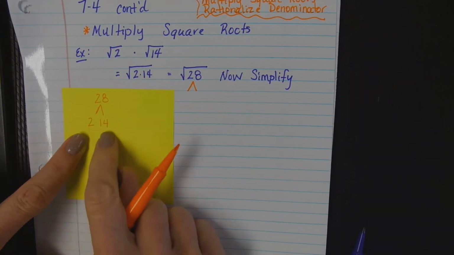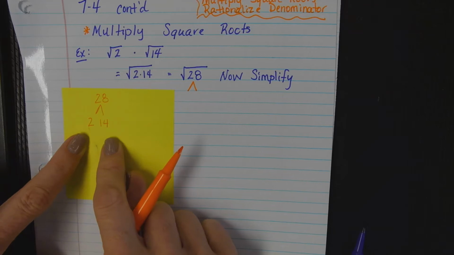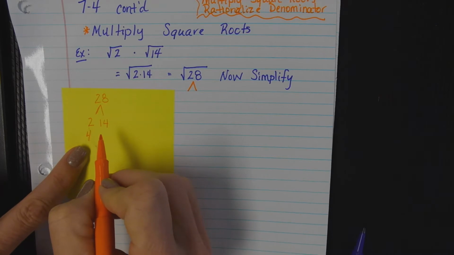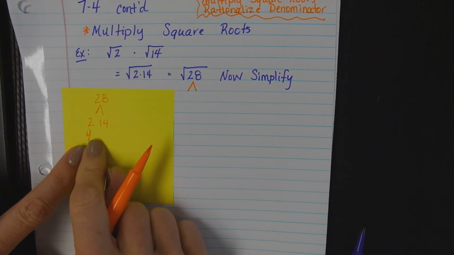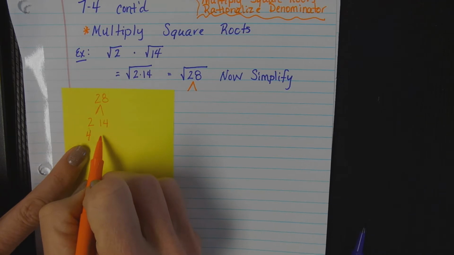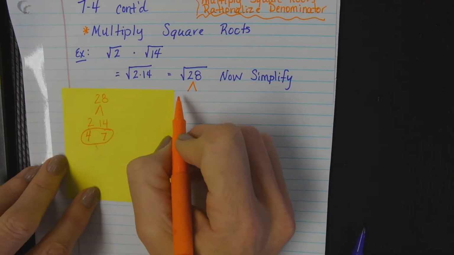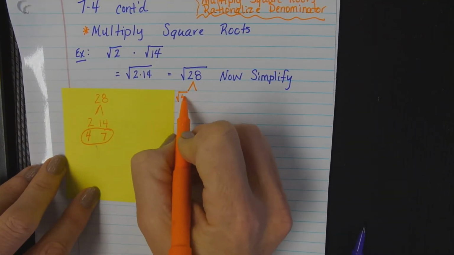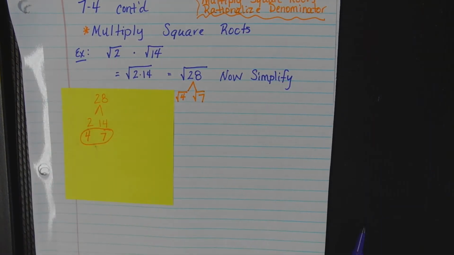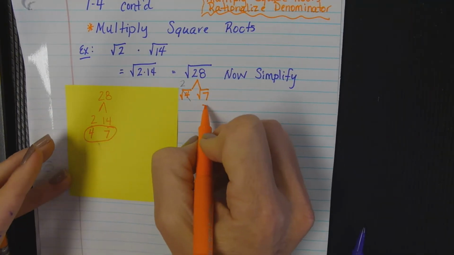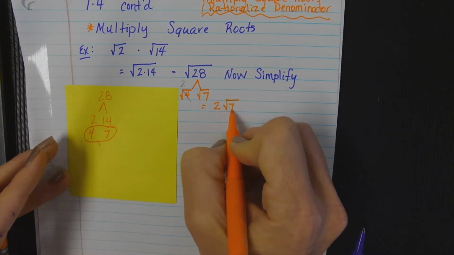What about 3? Can 3 go into 28? You should be saying no. You never see 3 in 28. 4. Is 4 a factor of 28? Somebody just said yes. Okay, 4 times what? 7. Here we go. So I'm going to rewrite the square root of 28 as this. Square root of 4 is simply what? 2. And your answer is 2 times square root of 7.